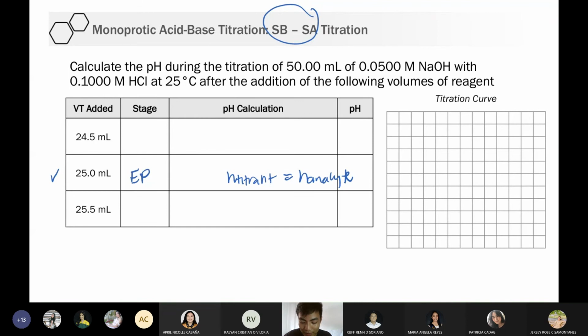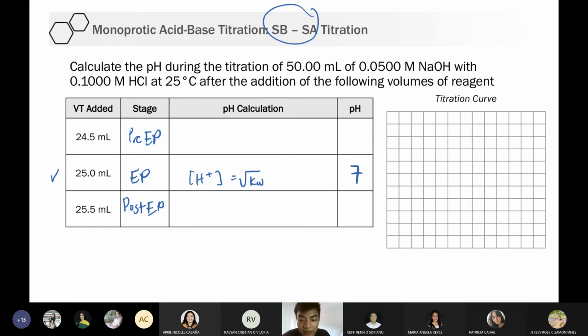Okay. So yan. Hindi ko na papakita. Mabilisan na lang tayo kasi baliktad lang yung process eh. Okay. Baliktad lang naman yung process. So this is pre-equivalence point and this is post-equivalence point. Okay. And then you can now apply the corresponding equations. Sa VTEP, ang pH ay 7. Huwag nyo na isipin masyado kasi 7 talaga yon. Okay. Ang equation doon ay H plus equals square root of KW.